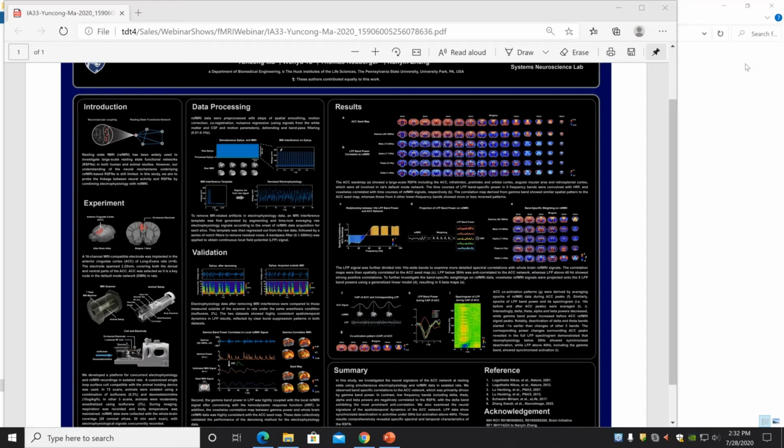In the experiment on the left, we put a 16-channel Michigan electrode array in the anterior cingulate cortex to record the neural activity from the ventral to the dorsal part of this area. The reason we chose ACC is to try to understand the coupling between the neural activity and the default mode network that involves the ACC area. On the top left, we designed an animal holder that could perform this simultaneous acquisition experiment.